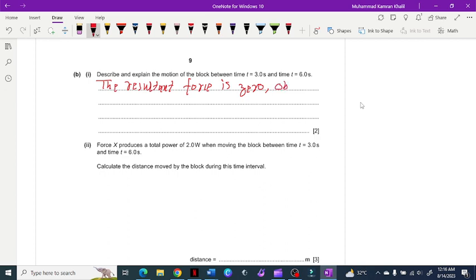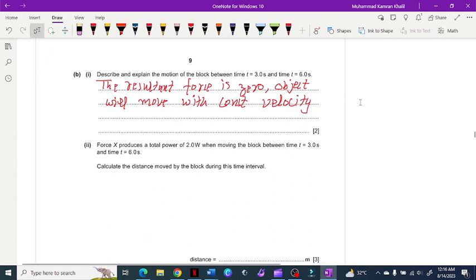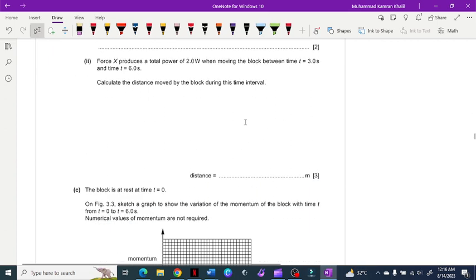And whenever the resultant force is 0, there are two possibilities: the object will be at rest or it will move with a constant velocity. And in the question he has told that it is already in motion, so the object will move with constant velocity. Now the next one. Force X produces a total power of 2 watt.